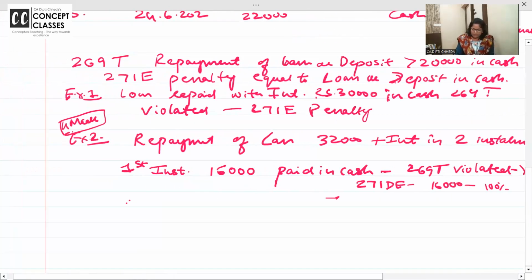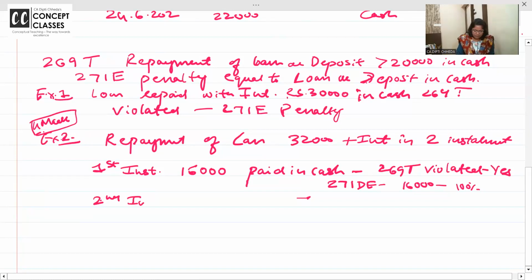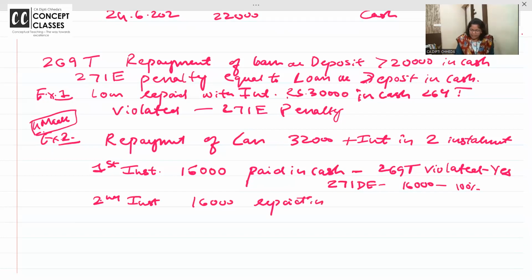Now the second installment. Second installment 16,000 repaid in cash. 269T not violated. Ma'am, how? Still paid in cash, so why not violated? Because now when you are paying the 16,000 second installment, what is the balance of your loan? 16. How much are you paying in cash? 16. Is it below 20? Yes, it is allowed. Take your time. The way they have asked this example, that also I'll take in the next 5 minutes.